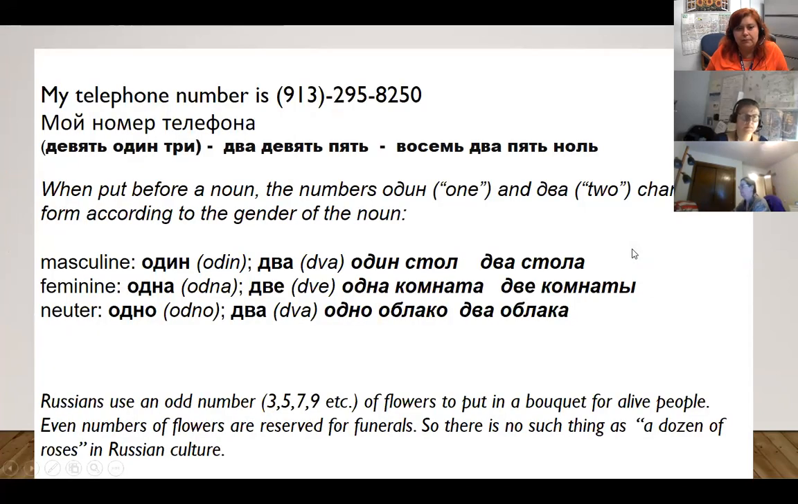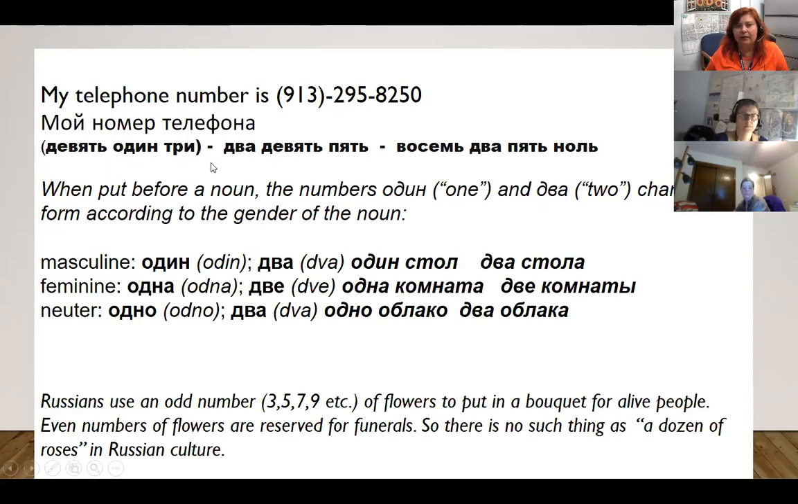Let's go further. Oh, let's practice. Let's learn to say telephone numbers. So I will say that my telephone number is 913-295-8250. That's the number of our library. And how do we say it in Russian? Мой номер телефона 913-295-8250.